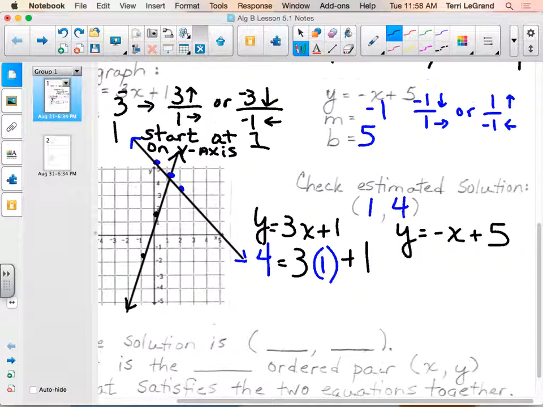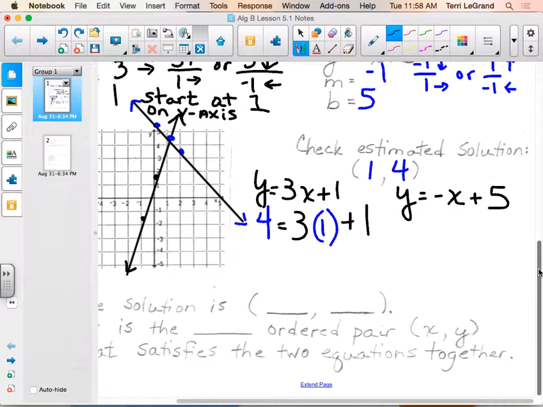And I'm not going to stop by just putting it in. I'm going to do some simplifying until I get it down to something where one side either matches the other or I say something's wrong. So 4 equals, that doesn't have any simplifying we can do on the left. What's 3 times 1? 3. And then plus 1. What's 3 plus 1? 4. Checks out in that one, but it has to check out in both of them.